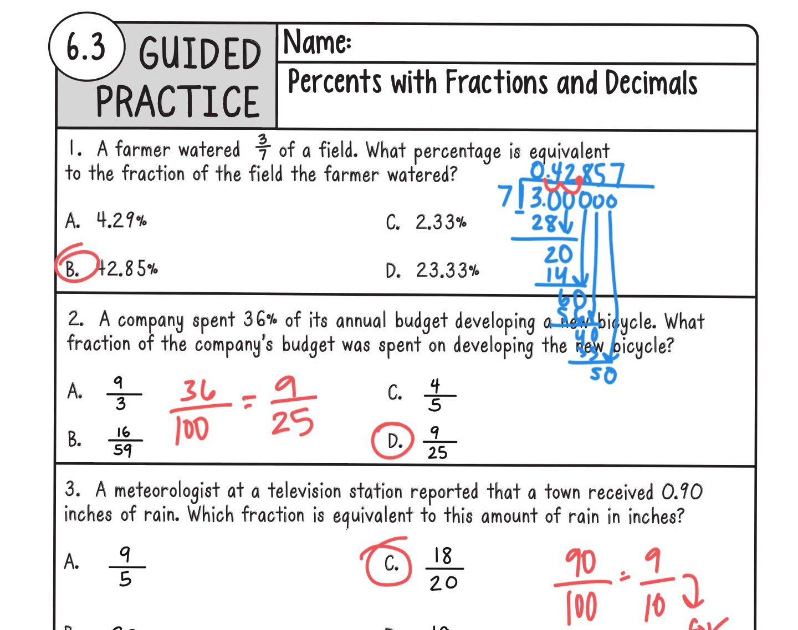Number 2 says a company spent 36% of its annual budget developing a new bicycle. What fraction of the company's budget was spent? So equivalent, fraction, and percent. Percents are always out of 100, so I write 36 hundredths. Then I simplify it because I don't see that as an answer choice, and then I know that D is the correct answer for number 2.